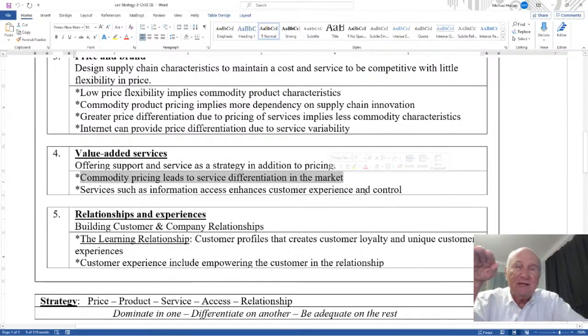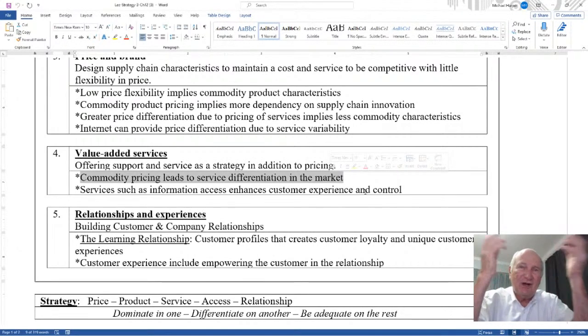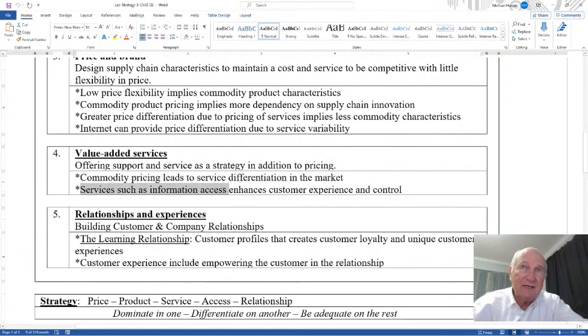Well, if the pricing is the same and the supply chain can lower the cost, the supply chain efficiency can also impact service. So it not only has cost implication, it also has logistics and service implication and order fulfillment implications. And so commodity pricing focuses on the supply chain, not only for cost, but also for service. And that's why supply chain has cost and service as two primary objectives that you have a trade-off on. Services such as information access enhance customer experiences and control. Again, there's where the internet comes in.